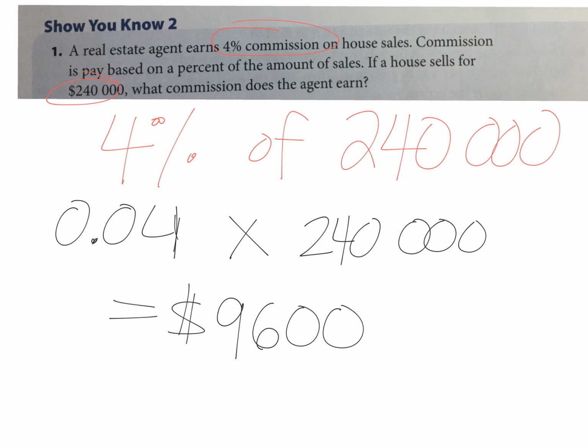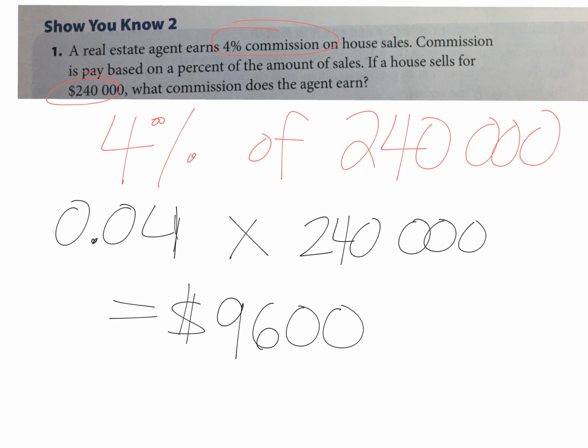$9,600. Now, yes, that's a lot of money, but the more the house is worth, the more money I'm going to make. If I sell a $1 million home, I'm going to take home a lot more money. The higher the amount of the house, the more money I'm going to earn.